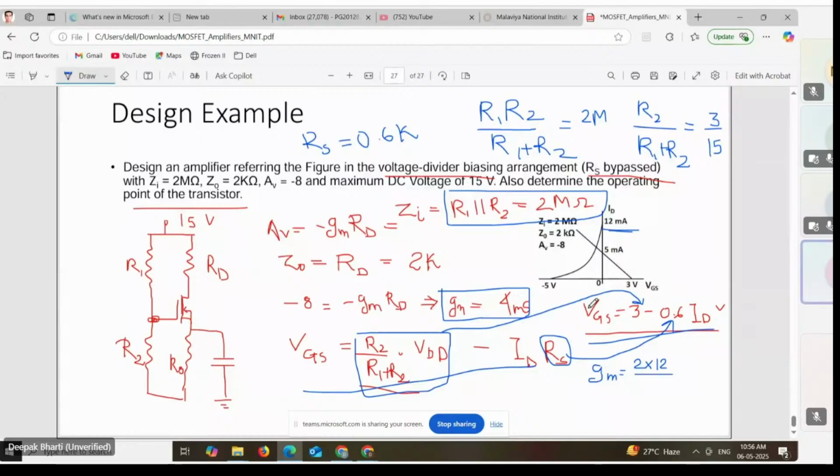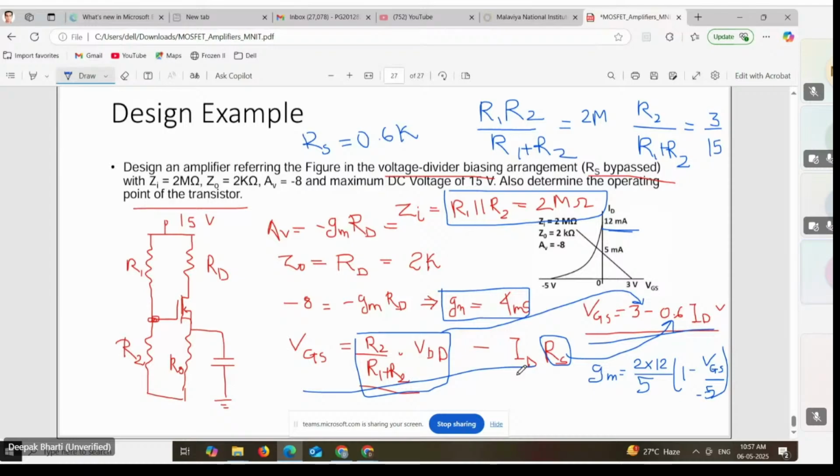upon mod of VP, that is 5, and 1 minus VGS by VP. How much is VP? VP is minus 5. Okay, so everything is known here except VGS, so you can determine the VGS, and once the VGS is known, you can also determine the ID. So in this way, if the parameters are given, by following the reverse way, we can also design the network.